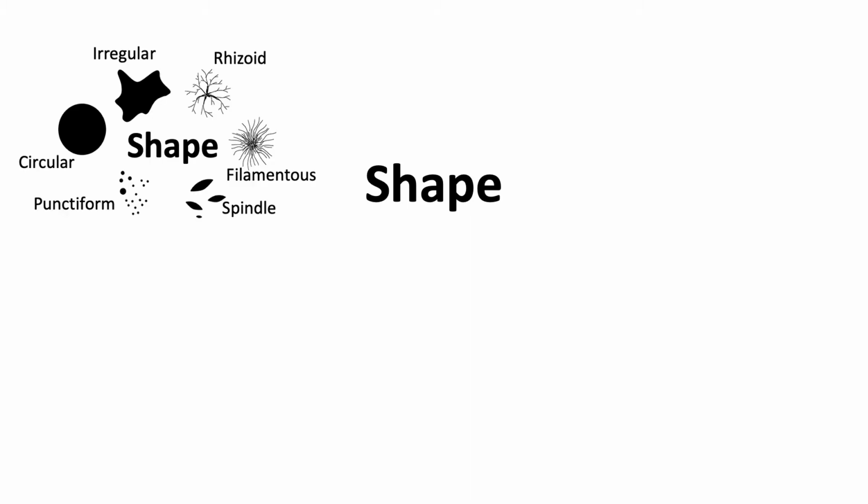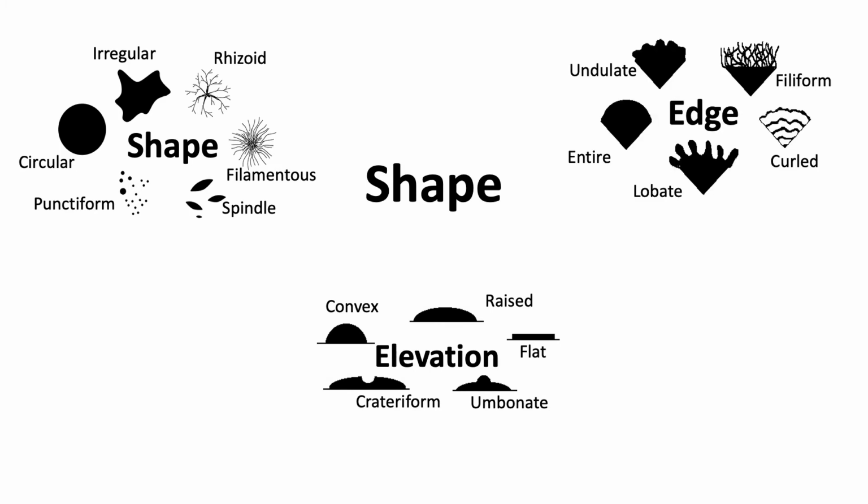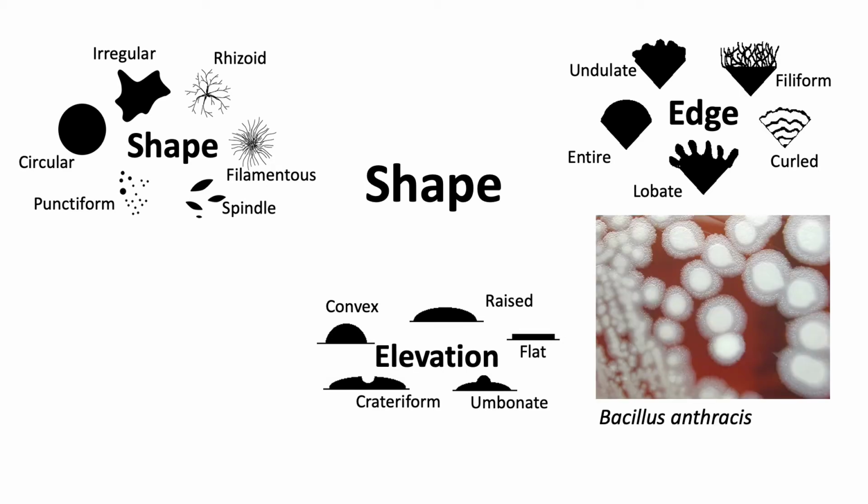Colony shape is also important, which can be considered in different components. These include the overall shape, which may be round, filamentous, rhizoid, or another irregular shape; elevation, which can be flat, convex, or something more complex; and edge shape, which may be rounded, lobate, or filiform. Colonies that are formed by the bacteria that causes anthrax, Bacillus anthracis, have a very filamentous edge.